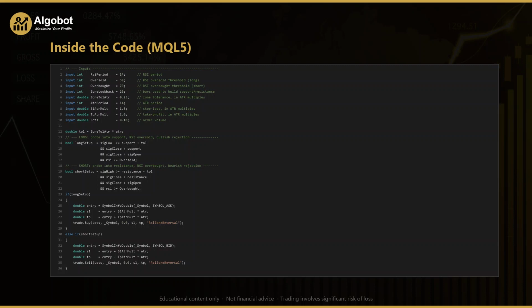Let's read through the code as it appears in MetaEditor. At the top are the inputs you can adjust. RsiPeriod sets the RSI length at 14, while Oversold and Overbought set the momentum thresholds at 30 and 70.